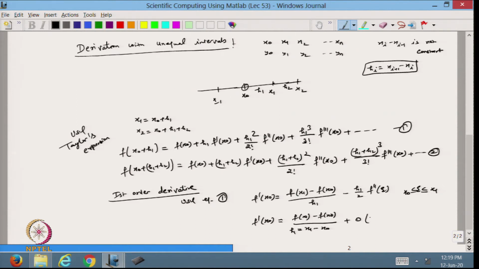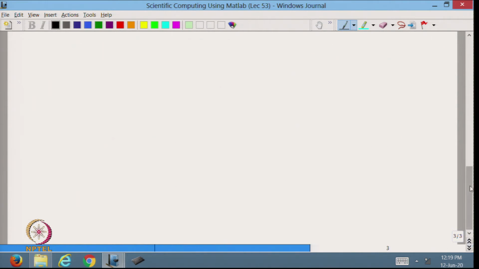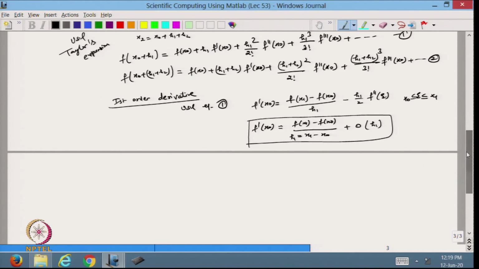Plus the other term is of the order of h1. So that is my forward operator for unequal data. This one we have defined.